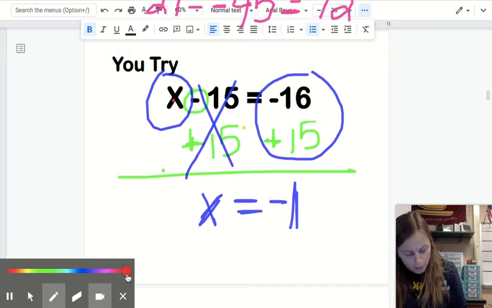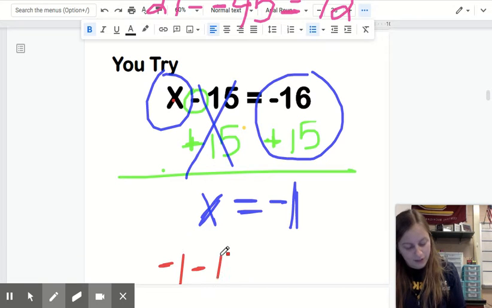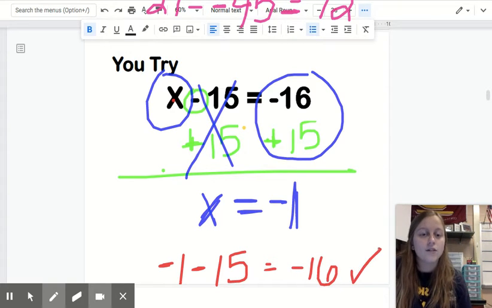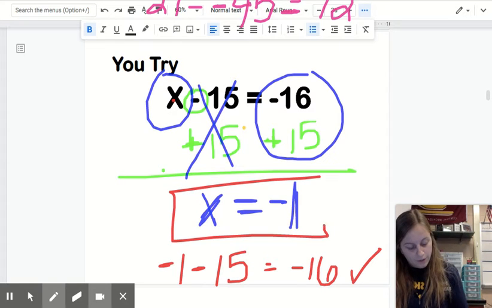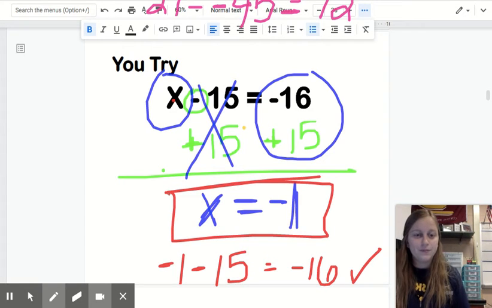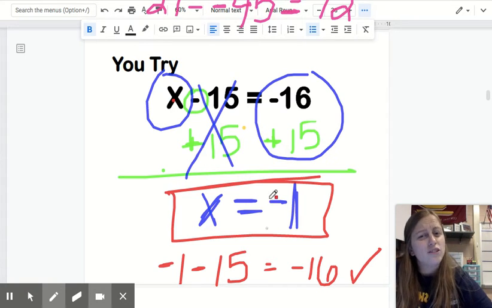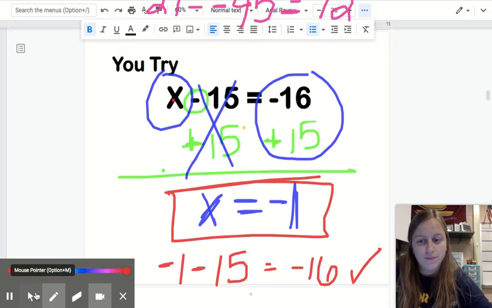I can check my work by saying negative 1 minus 15. Does that equal negative 16? It does. I solved this correctly. Here's my final answer. How did you do? Did you show the correct inverse on both sides? Did you solve negative 16 plus 15 correctly? And did you check your answer at the end?